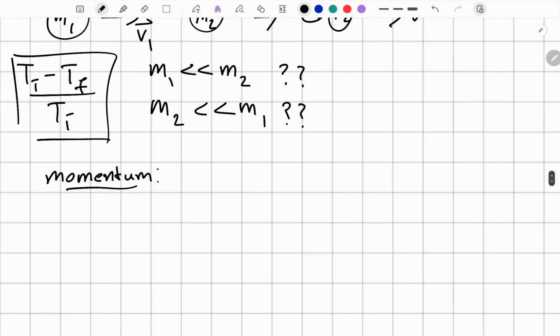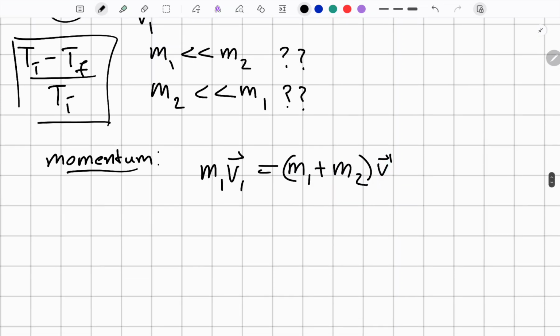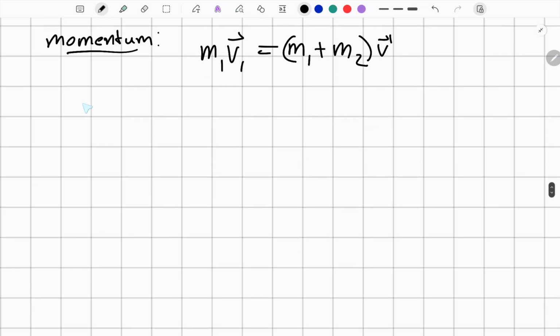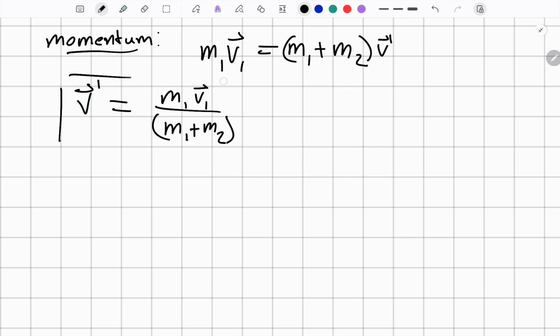So our momentum is going to be m1 v1 equal to (m1 + m2) v prime, this being our final velocity when they lock together, their masses add. We can solve that for v prime. So now we get that v prime is m1 v1 over (m1 + m2).